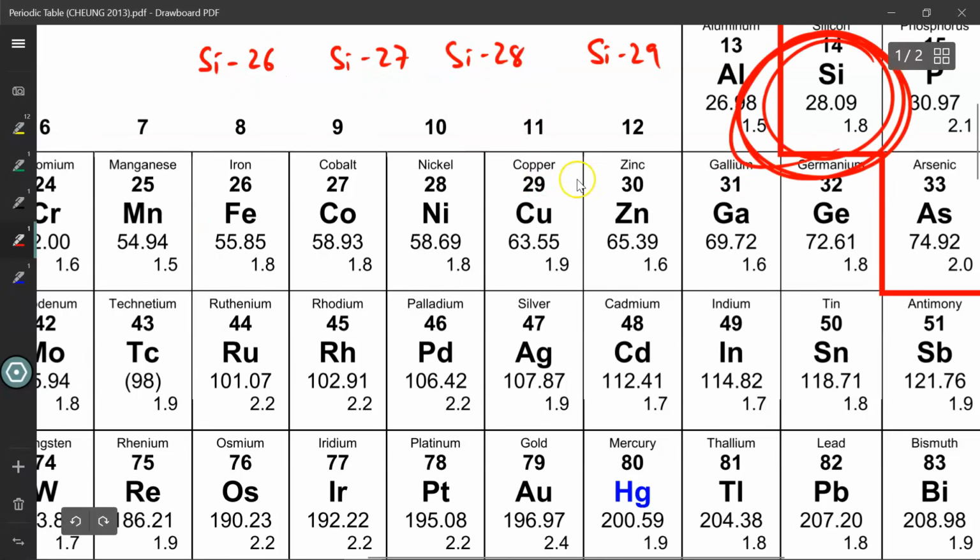So let's do one last one. Silicon. Which of these 4 isotopes of silicon, silicon-26, silicon-27, silicon-28, or silicon-29, do you think is most abundant on Earth? Just by looking at its average atomic mass, we can see that silicon-28 is most abundant on Earth because 28.09, if you round to the nearest whole number, would be the closest value we have.